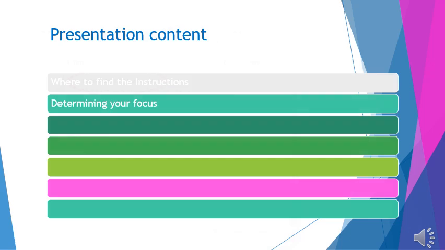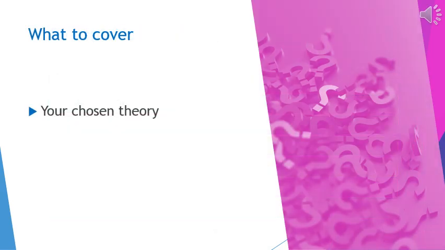Next, we'll talk about determining your focus. Remember, you should have already selected your theory using the theory selection survey on Canvas first, which you can find in the quizzes by going to the quizzes menu on the left and then looking under surveys. You want to do this before you do any work on your presentation because you want to make sure the theory you want is available.